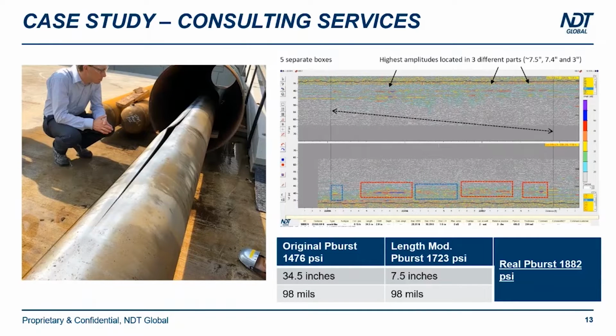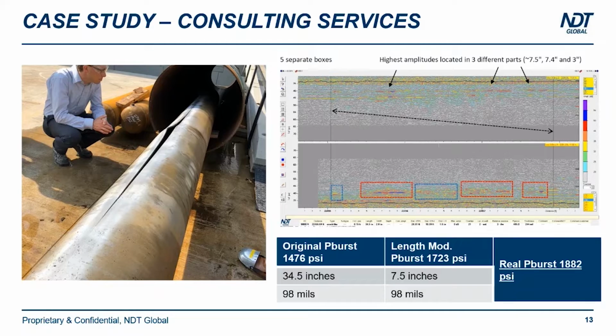For the second case study, we had an even longer anomaly. In this case, almost 35 inches. So again, the anomaly is 35 inches long if we use standard interaction rules. But what happens when we go back to the amplitudes, and what happens when we go back to profiles and depths?